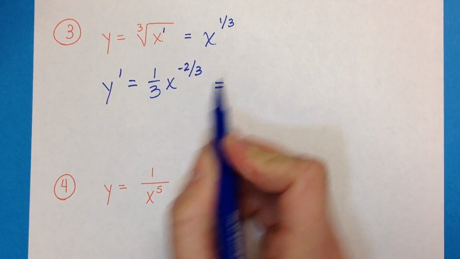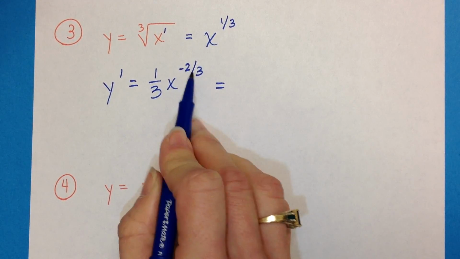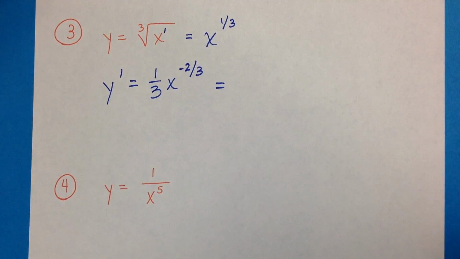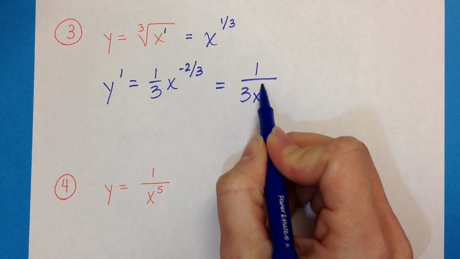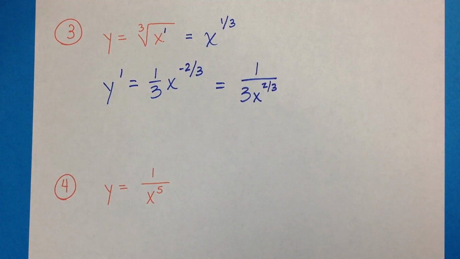Now you will need to rewrite this answer just because of the negative exponent. Rewrite it so that it's positive. So you would have 1/3x to the +2/3. So you would need to take that and bring it to your denominator.